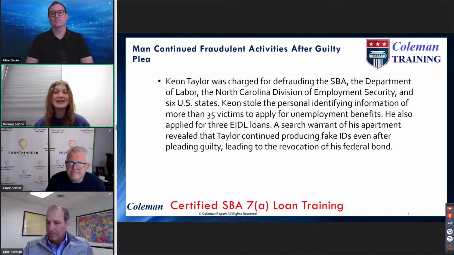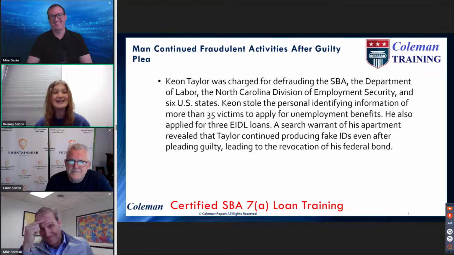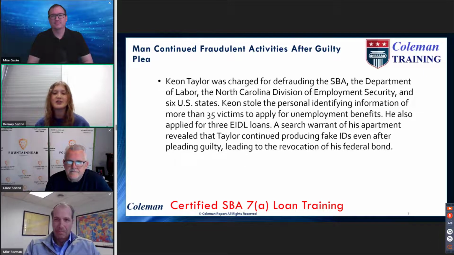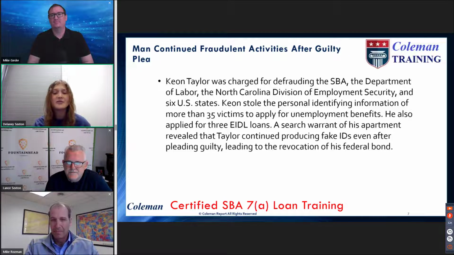Now, throughout the pandemic, he committed quite a few types of fraud across many different programs. He managed to defraud the Department of Labor, the SBA, the North Carolina Division of Employment Security, and many states, including Tennessee, Texas, Ohio, Massachusetts, Nevada, and Arizona, by filing COVID-19 related unemployment insurance benefits. He did this by taking the personal identifying information from people, including their name, social security number, date of birth, address, to apply for all the unemployment benefits.